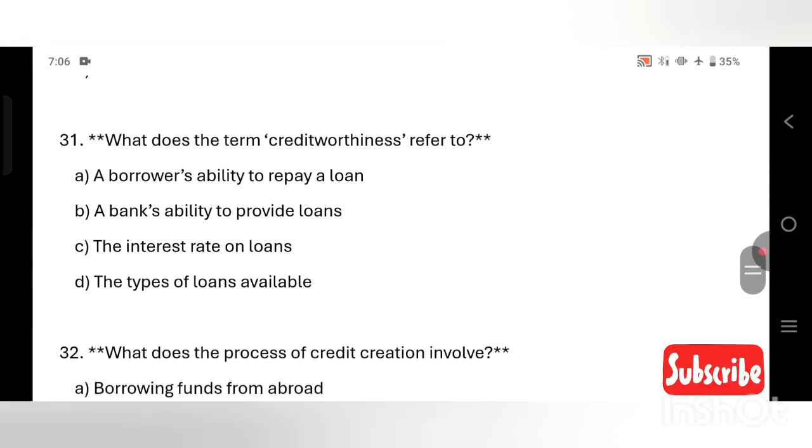Question number 31. What does the term credit worthiness refer to? Option A, a borrower's ability to repay a loan. Option B, a bank's ability to provide loans. Option C, the interest rate on loans. Option D, the types of loan available. Correct answer is A, the borrower's ability to repay a loan.